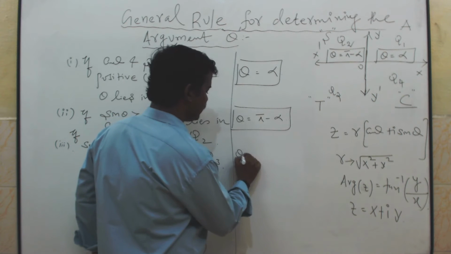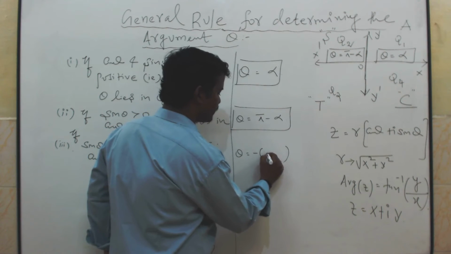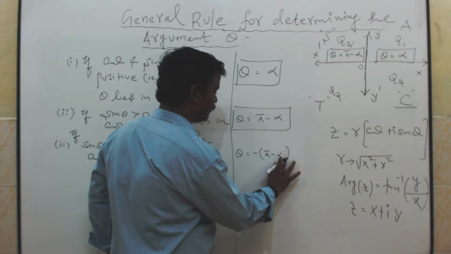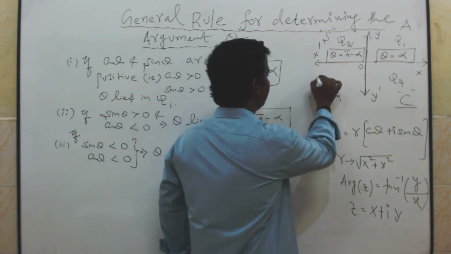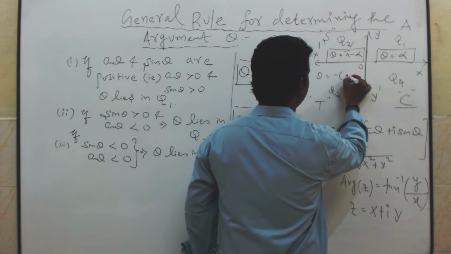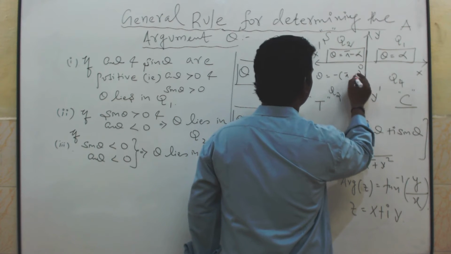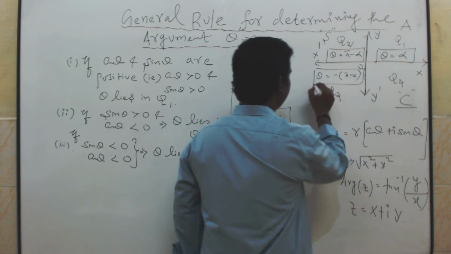Third quadrant means the format is minus of pi minus alpha. Third quadrant la irundha angle eppadi irukumpa? It is minus of pi minus alpha. This will be the format.